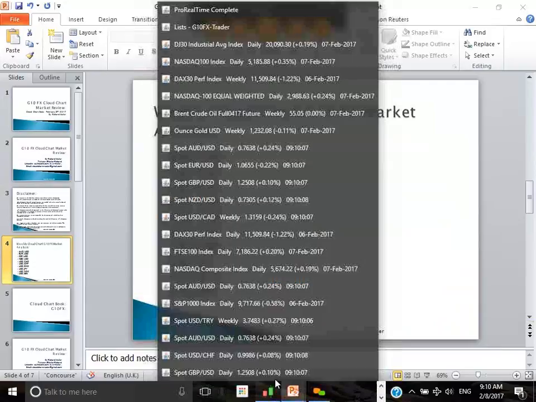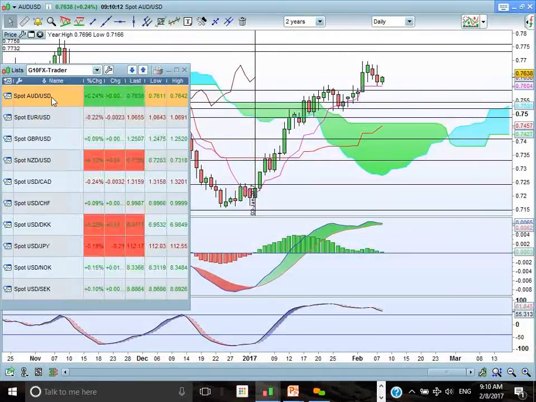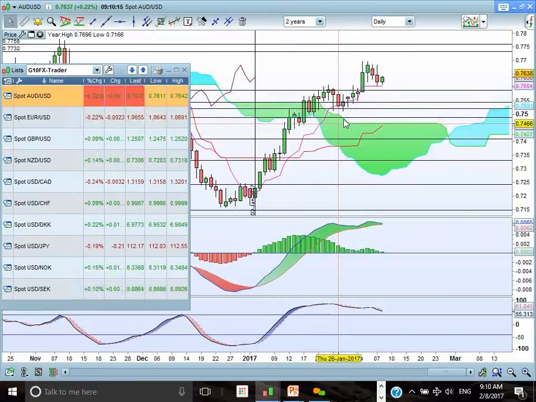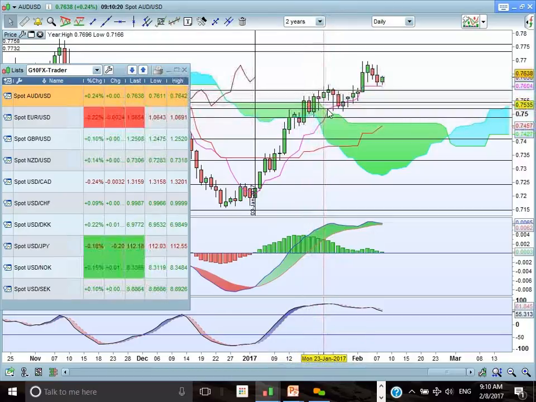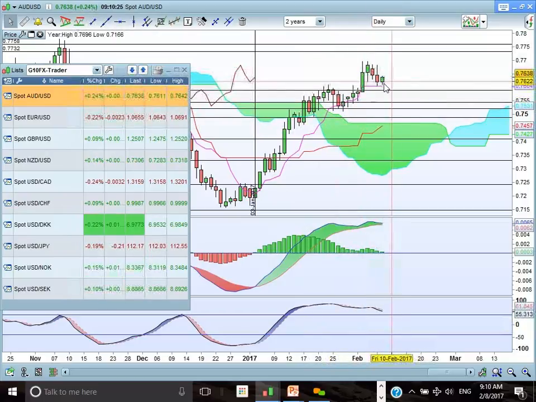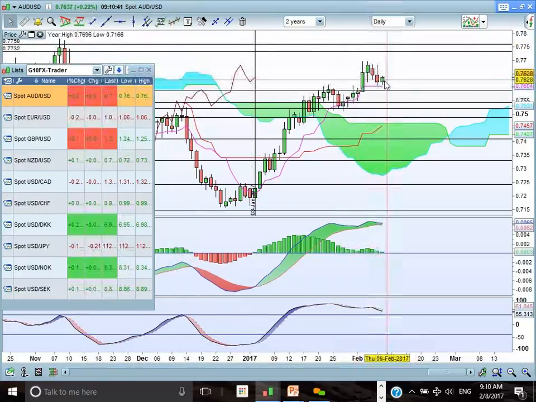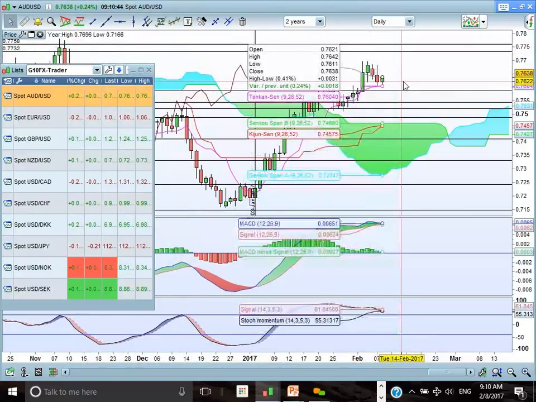So I'm going to jump straight into the ProRealTime platform. We're going to look at the Australian dollar, US dollar. So far, still grinding higher. We've broken through the cloud chart resistance here, then retested the cloud for support, and then it kept on moving higher. We're currently testing these old cloud levels for support, and the next resistance zone is here at 77.32 and 77.58. These old highs are the next resistance zone that we're looking at.